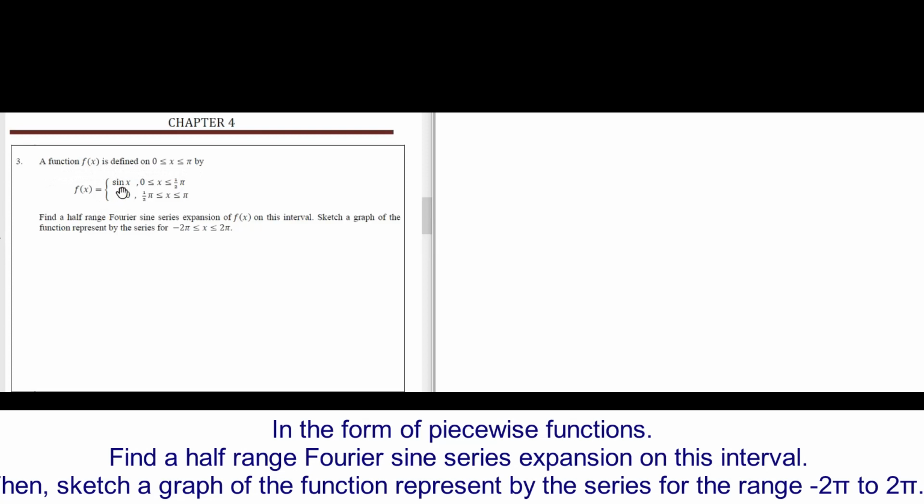For this question, a function fx is defined by the range 0 to pi in the form of piecewise functions. Find a half-range Fourier sine series expansion on this interval. Then sketch a graph of a function represented by the series for the range negative 2 pi to 2 pi.